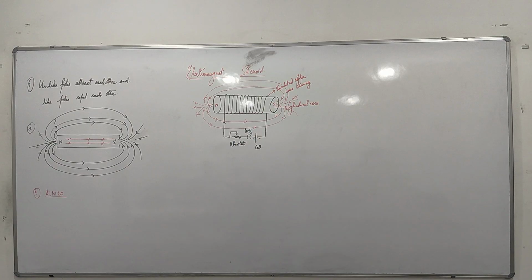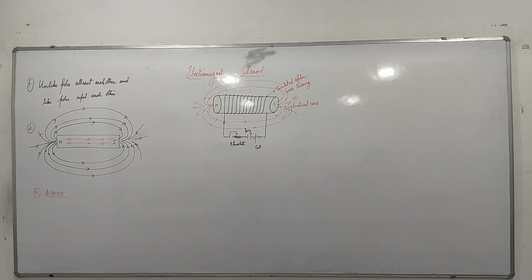A solenoid is an electromagnet which is made by wrapping insulated copper wire around a soft iron core, soft, around a soft iron core.